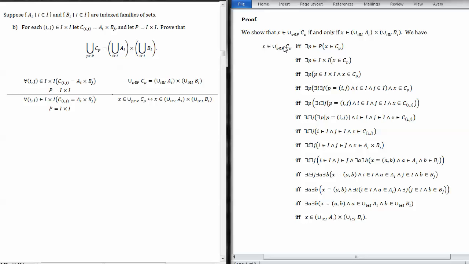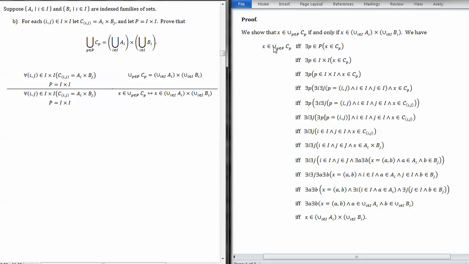Alright, so we're going to show that x is in the left side if and only if it's in the right side. And okay, we have that x is in the left side, and x being in the union over an indexed family means that there exists some index p in the index set capital P such that x is in that particular C sub p. Right. Okay, and then we know from our problem statement, from our givens, that capital P is I times I, so we can make that replacement.